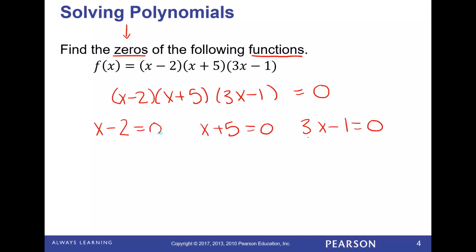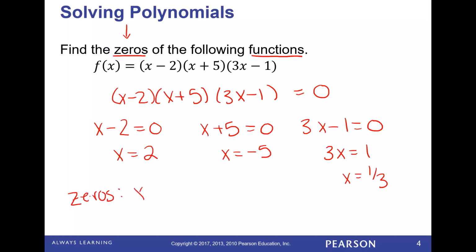From here, you'll notice they all look very linear. So taking us back to our earlier chapter 1, we could solve this out and say, oh, well, we have x equals 2 by adding 2 over. Here we can subtract 5, and we've got x equals negative 5. And then here we can add 1, then divide by 3, and we've got x equals 1/3. Now, all three of these answers are your answers. So your zeros of the function are basically x equals 2, negative 5, and 1/3. Okay, all of them are that way.